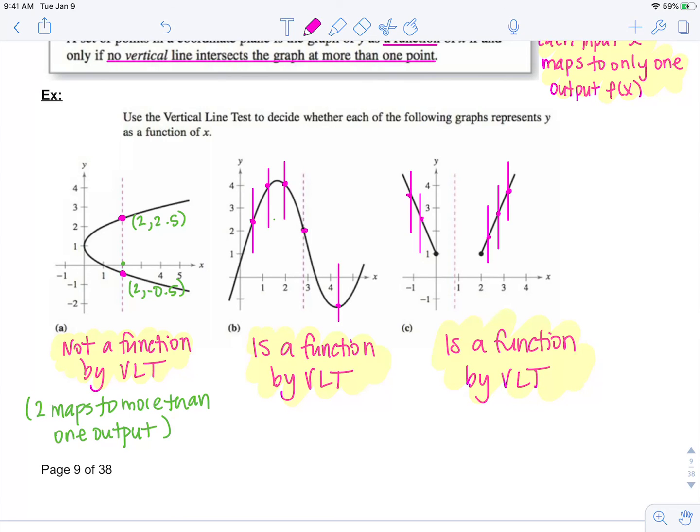So just a reminder, if a vertical line hits your graph more than one time, it is not a function.